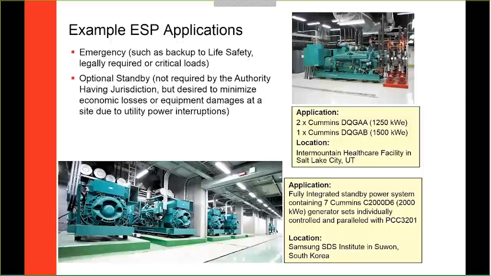Again, a data center, outside of its egress requirements, may still want generator sets on site in order to minimize downtime, and that would still be considered emergency standby power, or ESP, under ISO 8528. So you can see a couple of different examples of both a healthcare facility and a data center in various locations around the world employing this particular rating. But again, this extends all the way down to your consumer residential product as well.